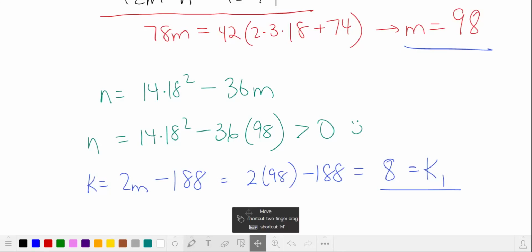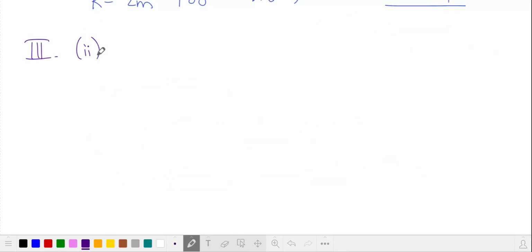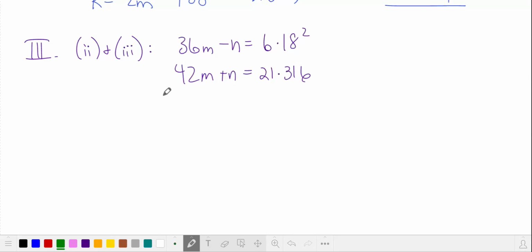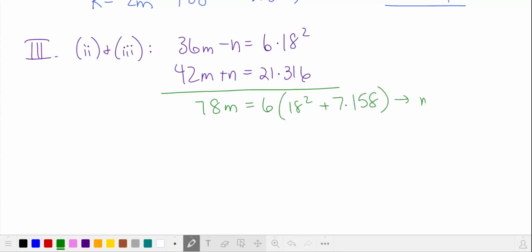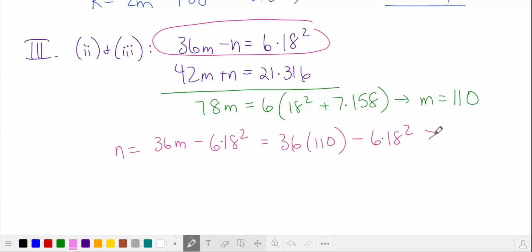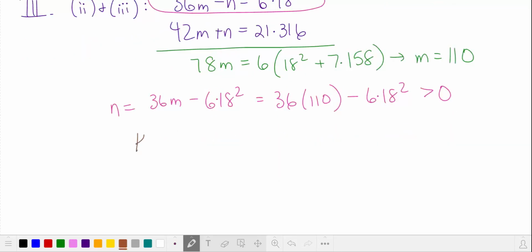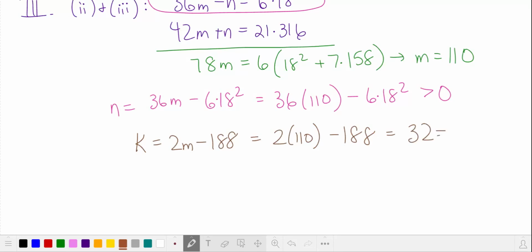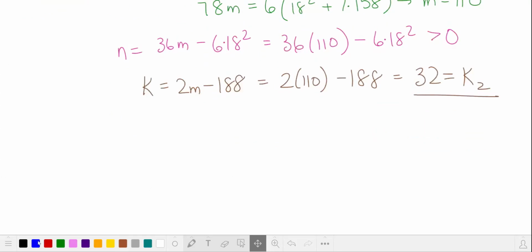We'll go on to case 3. Case 3 has equations 2 and 3. Again, we'll add these two equations. We have 78 times m on the left-hand side, and I'll factor out a 6 from the right-hand side. And solving for m, we get 110. Let's check our value of n by plugging into the first equation, and this is positive. So now we'll solve for k. This gives us 32, our second value of k. And we'll go to case 4.